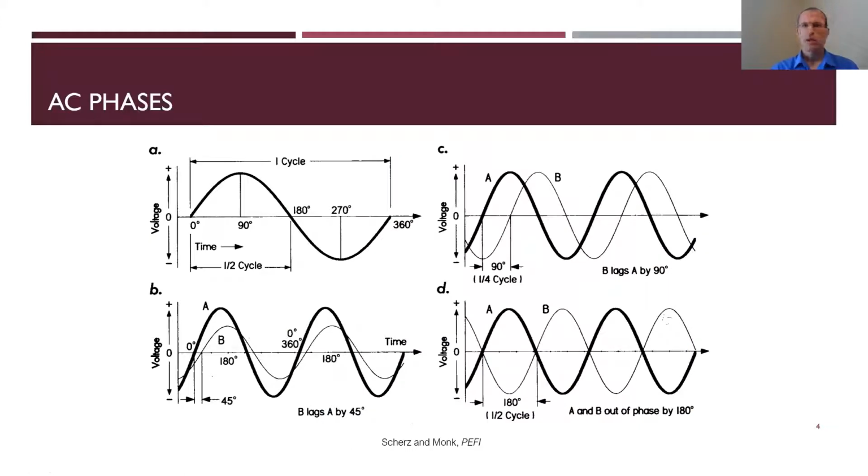So since we're dealing primarily with sinusoidal waveforms, you talk about things like cycles. So one complete cycle is essentially one complete rotation of your sine wave. And then in terms of these phase shifts, so this guy here, B has been shifted 90 degrees away from A. And this one, B has been shifted 45 degrees away from A. This one, we have a complete 180 degree phase shift between A and B.